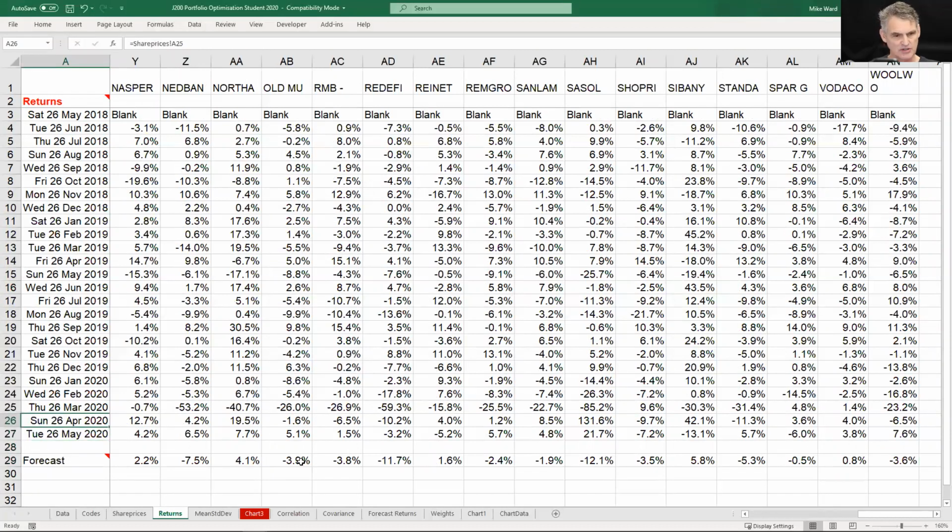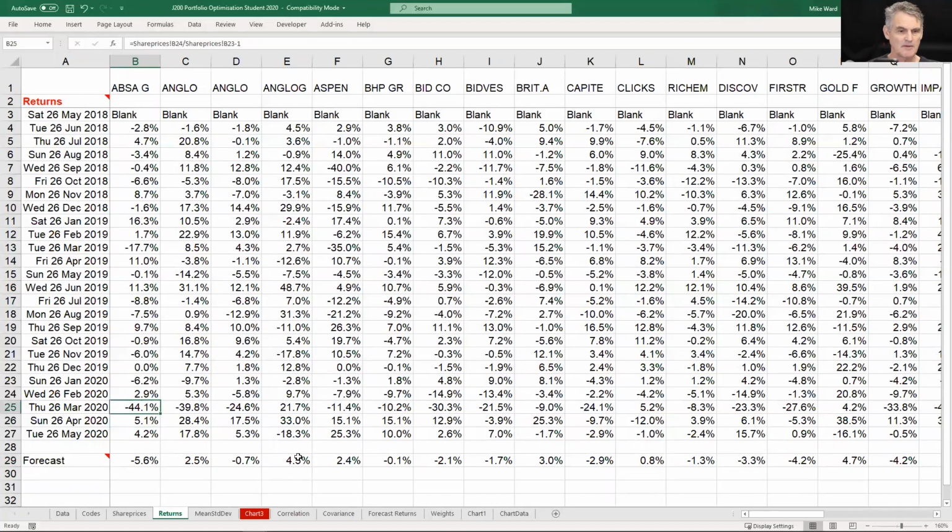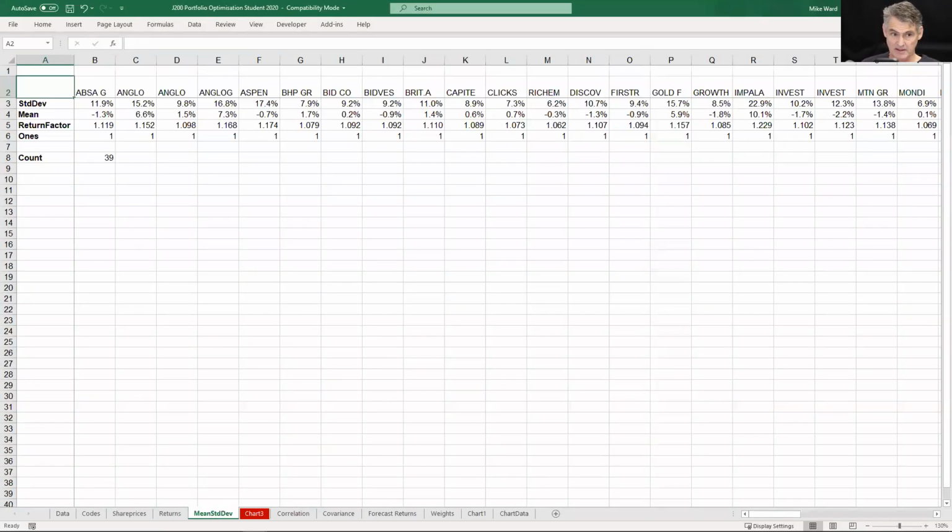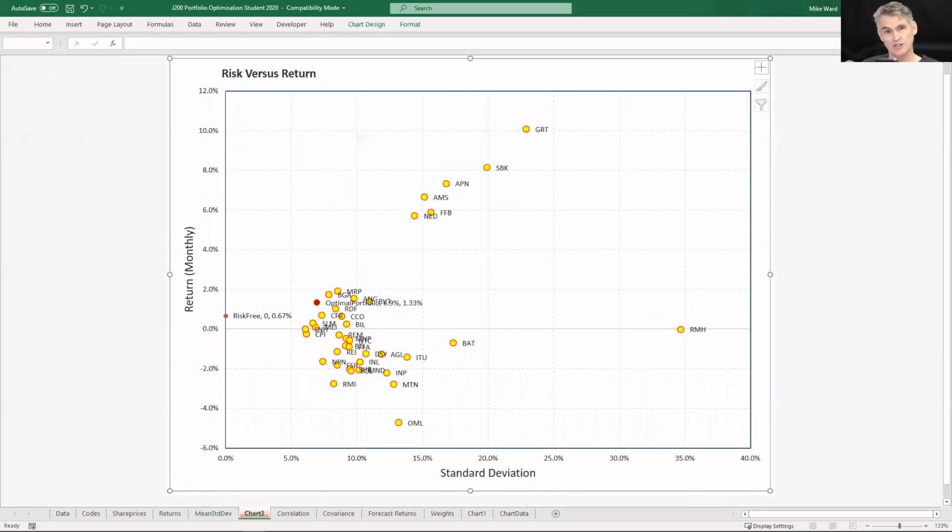And I want you to notice that we are including in all of this data here the very bad performance that we saw in March as COVID-19 hit the world. So a lot of these numbers are bad, a couple of better ones. We've got Anglo doing better and so on, but I've just included them in the data. So this is just pulling out the mean and standard deviation, and that is what I'm plotting in this chart over here. So that's what we've done so far.